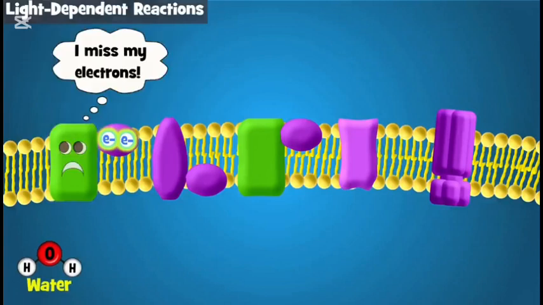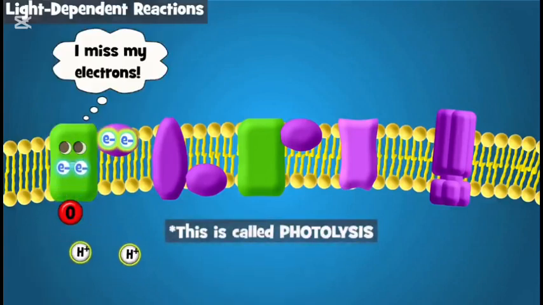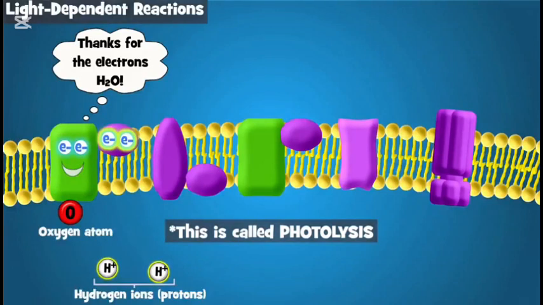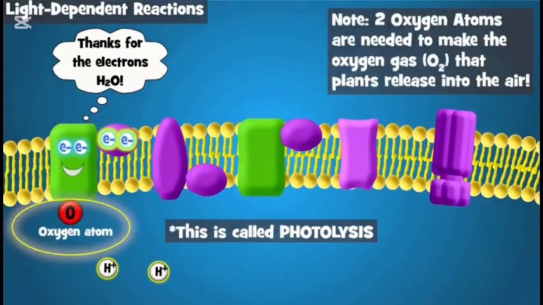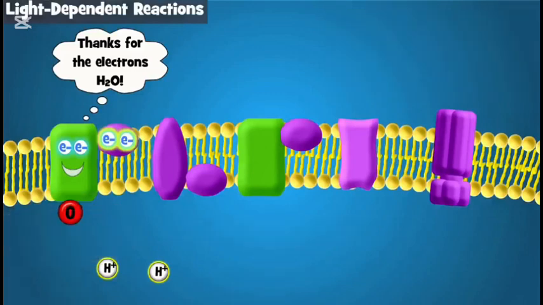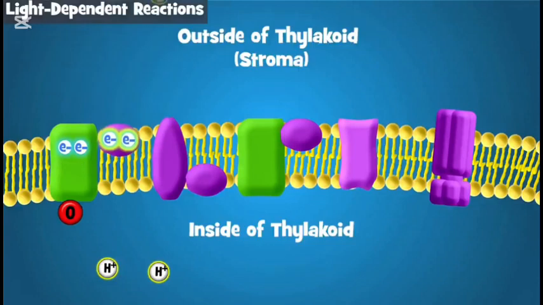And the lost electrons are replaced by the breakdown of water molecules. The water molecule gives two electrons to the chlorophyll molecule and two hydrogen ions are formed. This is called photolysis because this process occurs in the presence of sunlight, and oxygen is formed as a byproduct. This is the oxygen that plants release into the atmosphere.